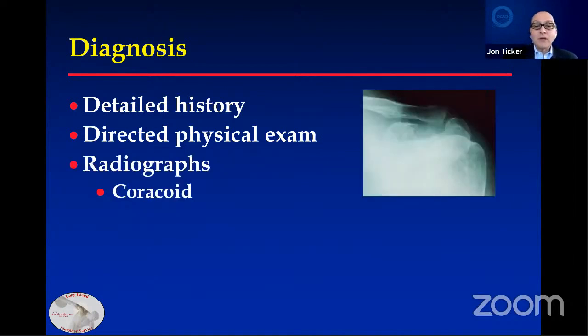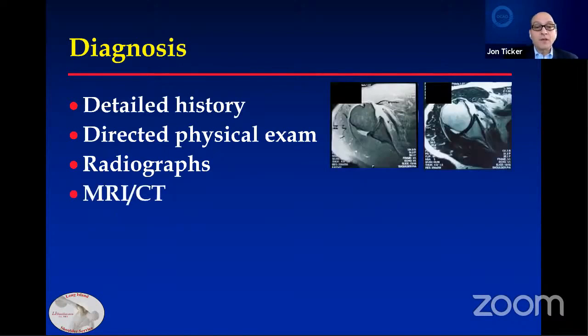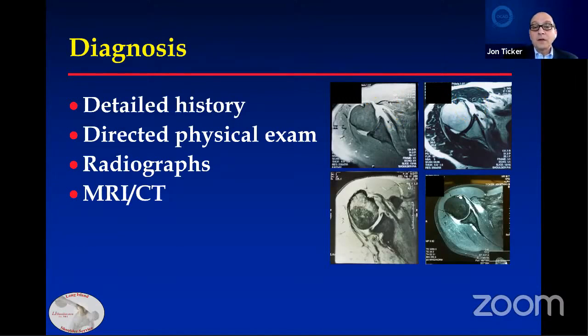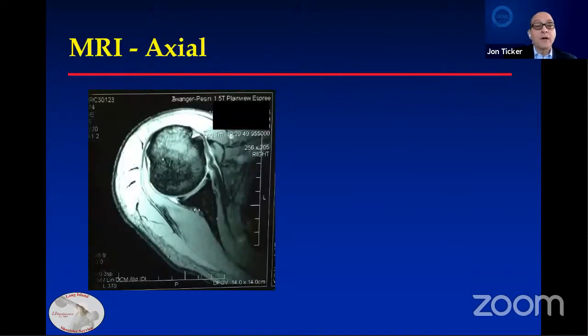X-rays are not as helpful. You can occasionally see a coracoid non-union or a cyst adjacent to the lesser tuberosity, but the most important thing is the MRI or CT. Here you can see the axial cuts, which is the more common view that shows this well. Other patients with biceps and subscap, including a lesser tuberosity cyst. For me as a clinician planning surgery, there's a lot of value in the MRI, and I'll go over that.